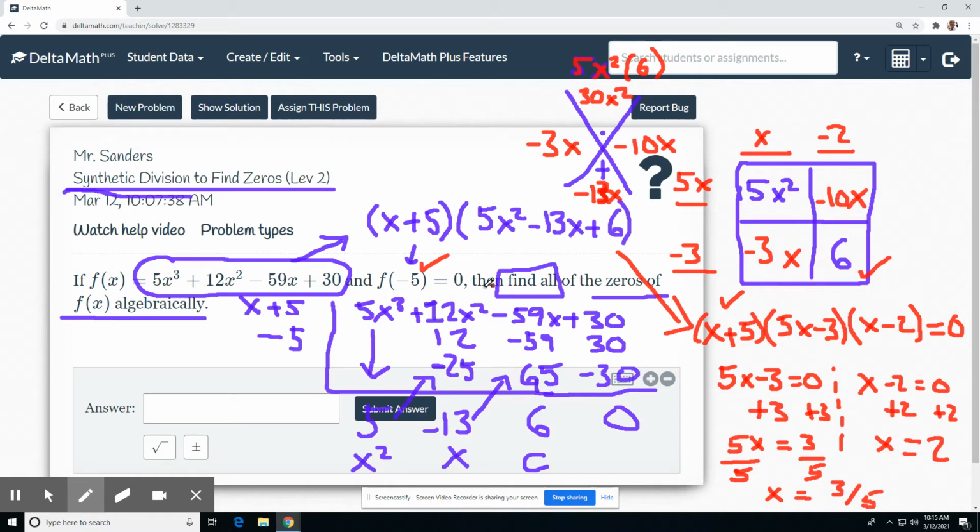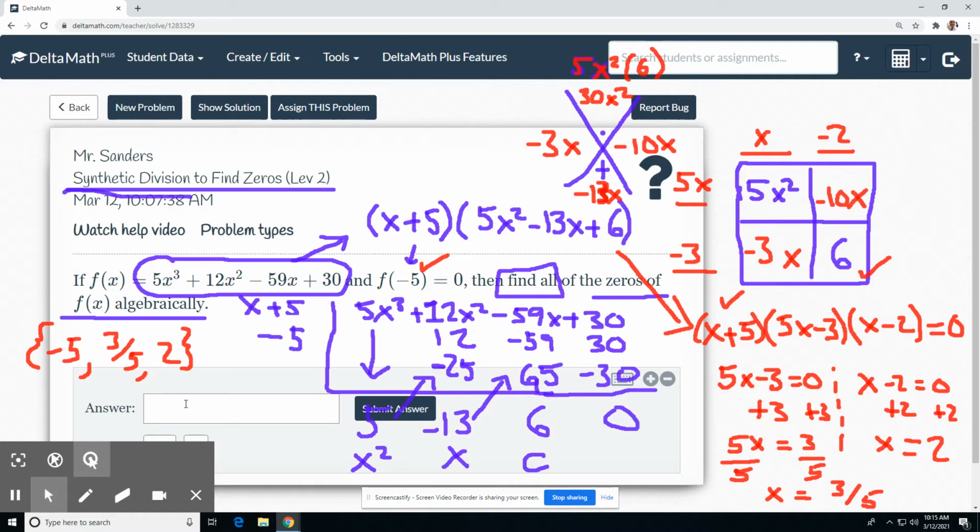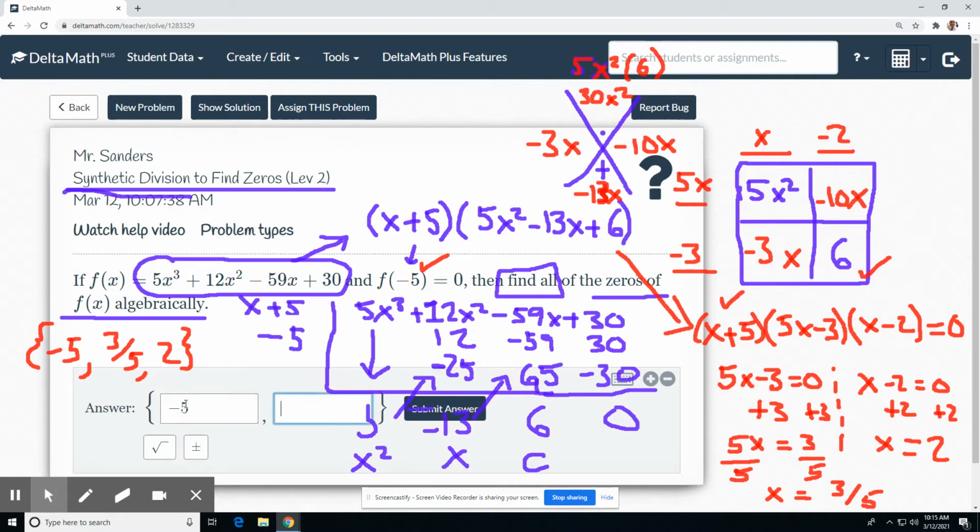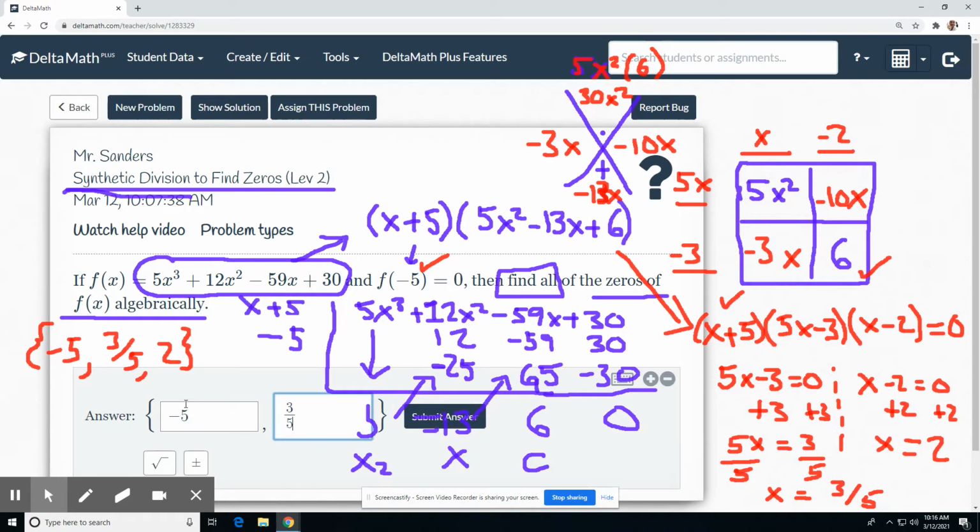So I have three solutions: negative 5, 3/5, and 2. Now, I really recommend that you do these in order. So negative 5 comes first. So this is the set. These are the solutions, negative 5, then 3/5 would come next in order, and then 2 lastly. So those are our zeros, our solutions, our x-intercepts, or our roots. All of those, I encourage you to practice that vocabulary. So negative 5, comma, 3 divided by 5, comma, and 2.